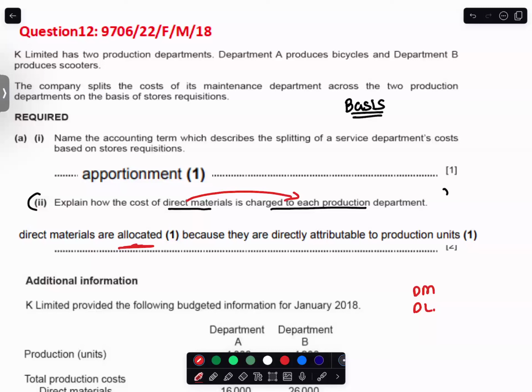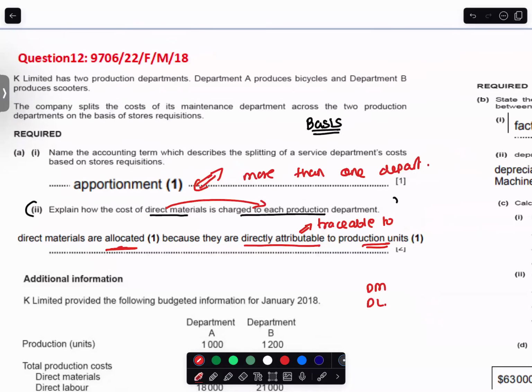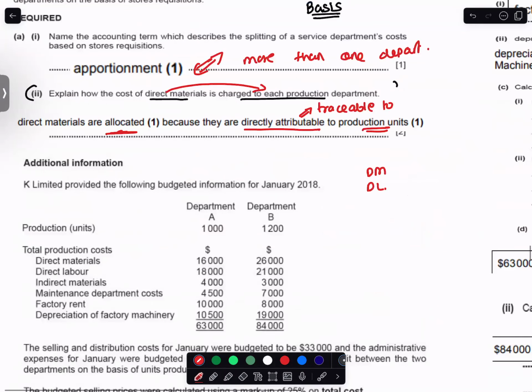They are allocated because they are directly attributable, or I could say it is directly traceable to the product, to the production units. But the costs that cannot be traced are usually apportioned because it is related to more than one department. Now you've understood? So direct material is allocated because it is directly related to the particular cost center.